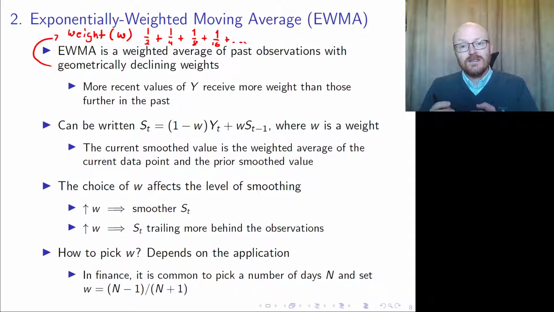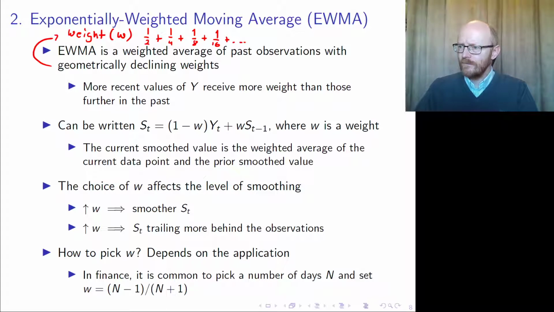So you see that the weight of the data point is lower the older the data point is. So for example, if you have some data for 20 days ago, then that 20-day price is given a very low weight compared to a more recent price.